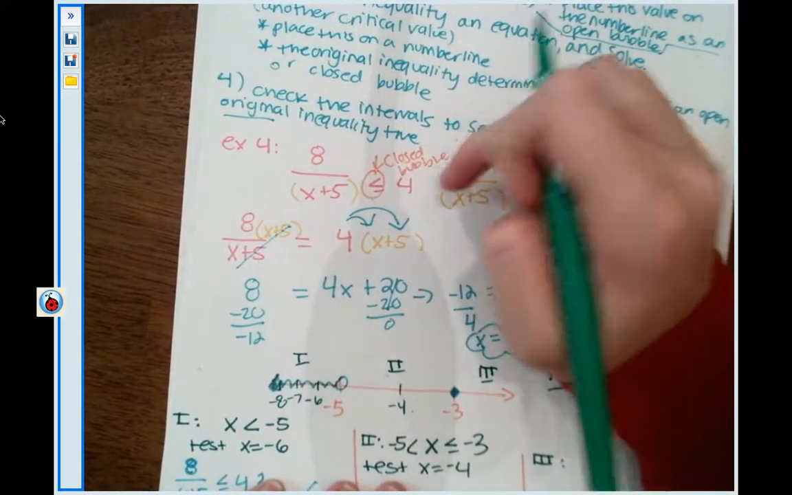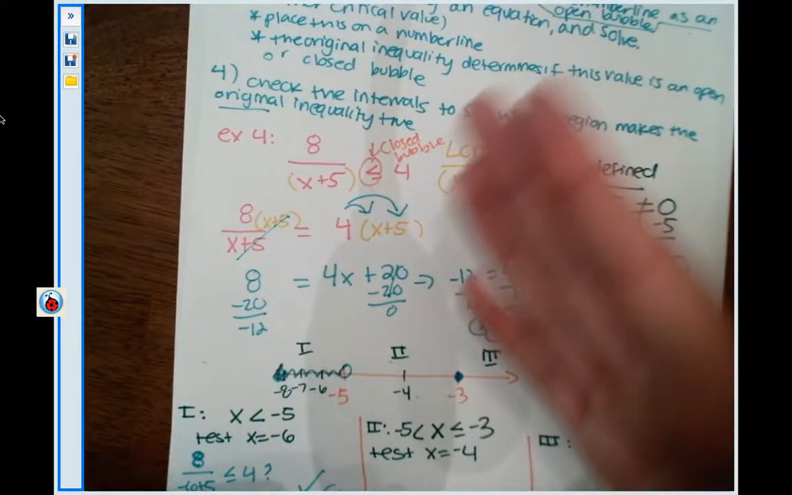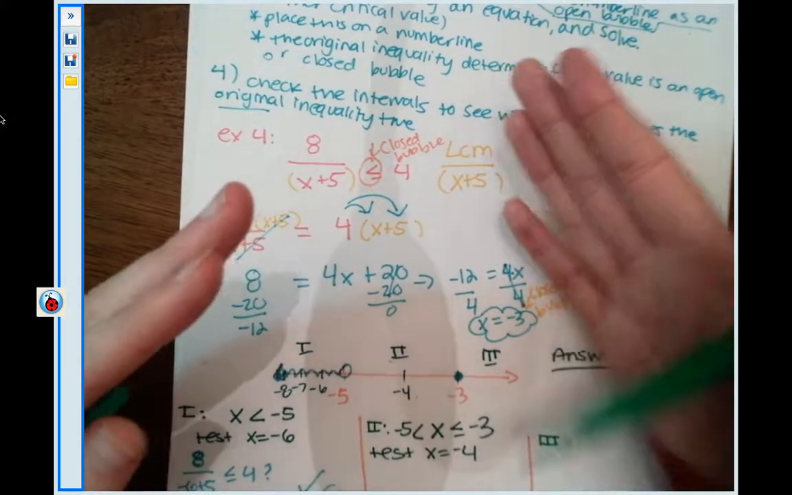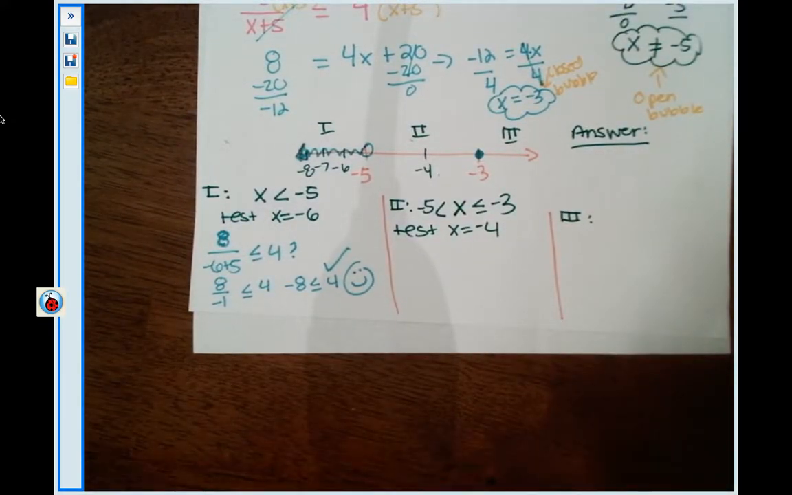Okay? But we're going to test this back in here and see if it gives us something less than or equal to 4. If it does, I get to shade. If not, it does not work. It super fails, and I cannot shade. Okay? So let's see what happens.